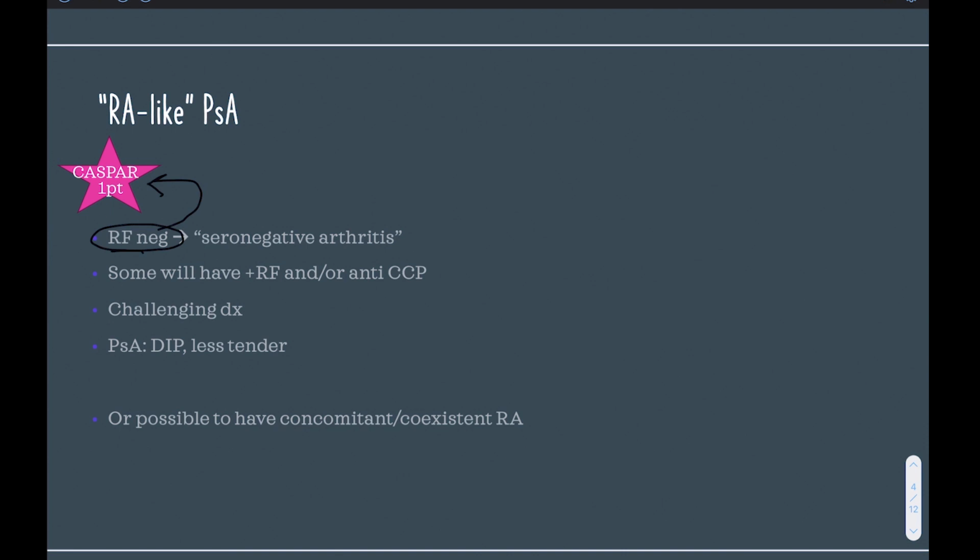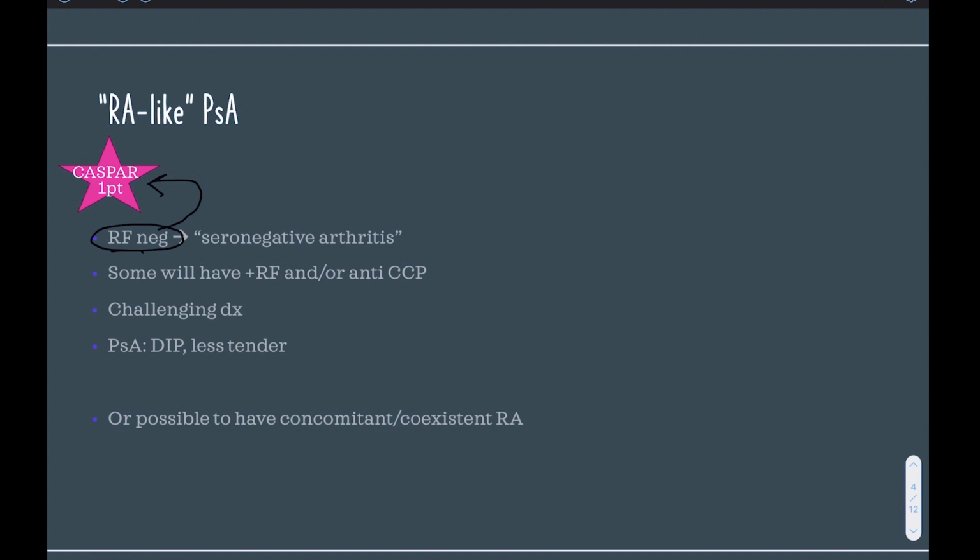However, nothing is definite in medicine, and so some psoriatic arthritis patients will present with rheumatoid factor or even anti-CCP. If they present with, let's say, bilateral hand pain and feet pain and their rheumatoid factor or anti-CCP is positive, you could see why patients with psoriatic arthritis initially can be diagnosed with rheumatoid arthritis. To make matters more challenging, patients could actually have coexistent rheumatoid arthritis.